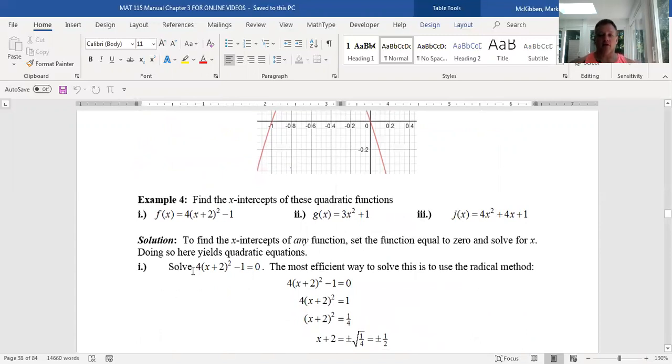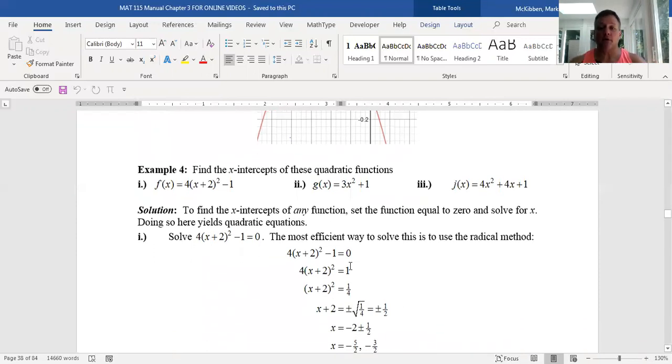All right, so if I set the first one equal to 0, since it's already in the form of completing the square, the most efficient method here would be the radical method. You could use any of the three, factoring if it factors, radical method if it applies, or quadratic formula, but the most efficient one is the one that takes the least amount of work, right, to get to the answer. In here, that's the radical method.